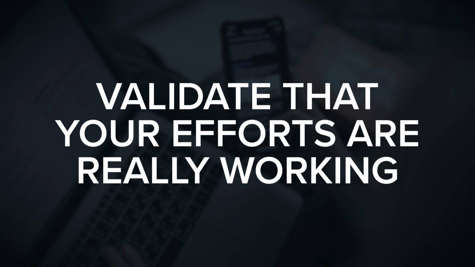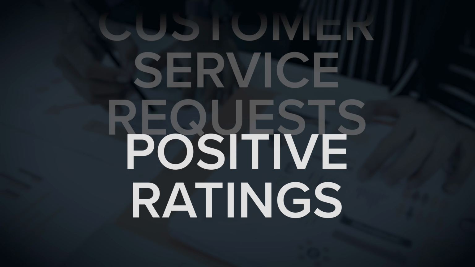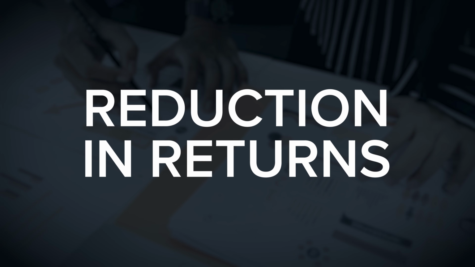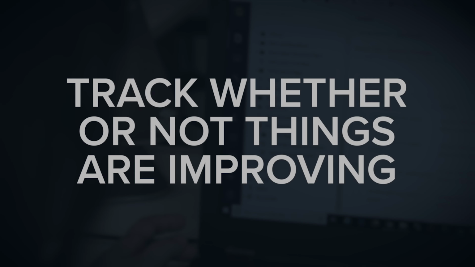So again, the entire point behind this last step is to look for ways to validate that your efforts are really working. And again, this is going to be largely determined based on what kind of product or service you are selling and your ability to come up with a creative way to address and measure this. So again, you might track customer service requests, you might track positive ratings, you might track a reduction in returns. In the case of a digital product, you might be able to track more active usage. You want to, based on what it is that you sell, identify a way to track whether or not things are improving.